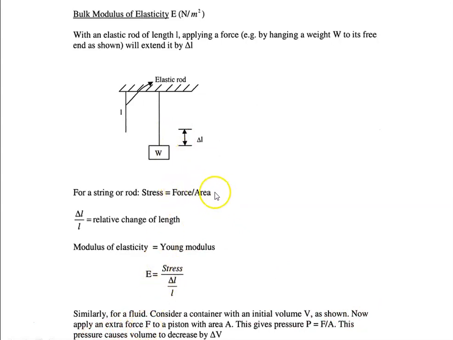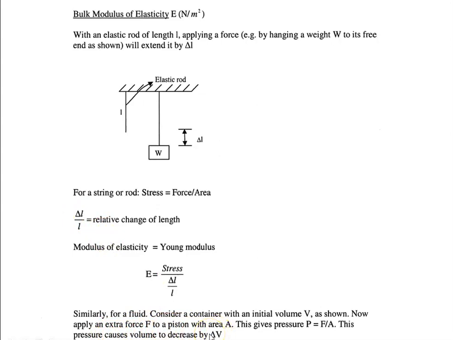on the area A, you can remember force over area is actually pressure. So if we apply some force on a certain area, we get pressure. That means in place of stress we have pressure, and instead of the relative change of length, since a fluid doesn't have length but volume, it should be the relative change of volume. So in place of delta L, it should be delta V. You see the pressure causes volume to decrease by delta V.